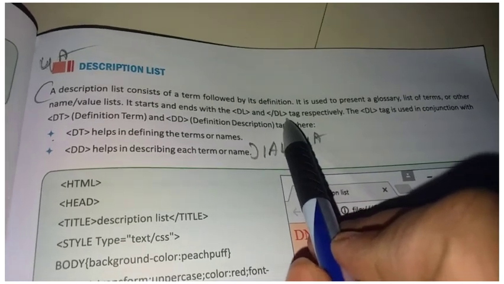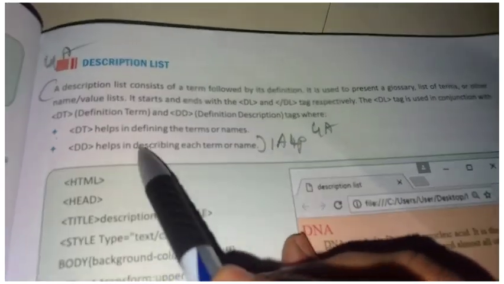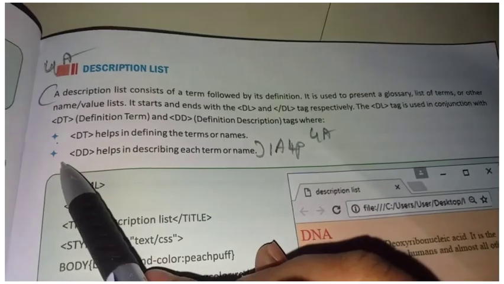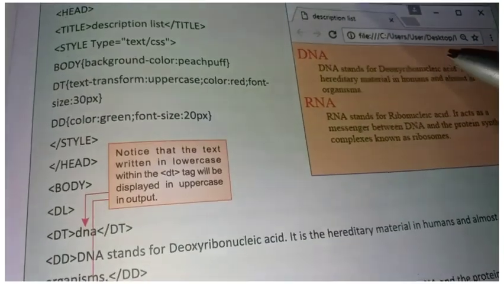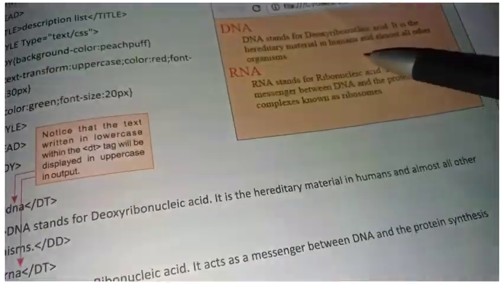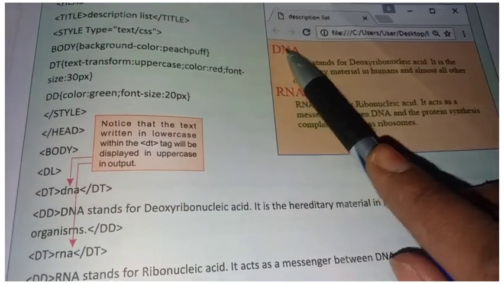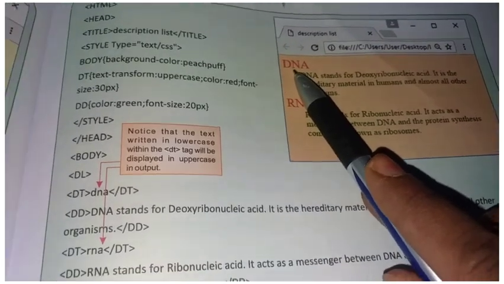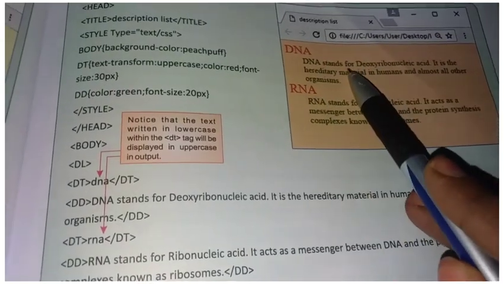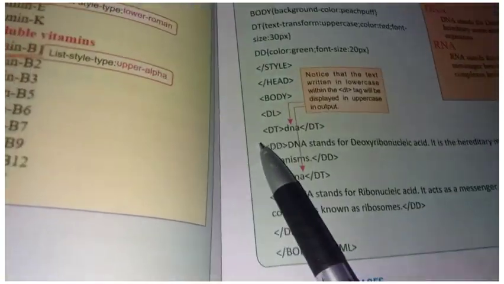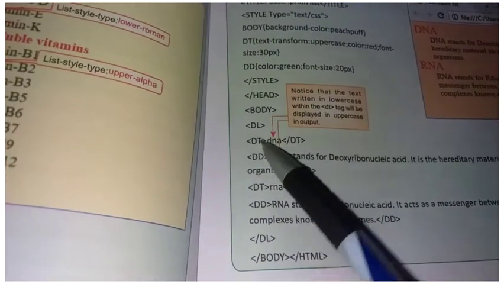The definition list is a combination of the terms DT and DD. DT means we describe the terms or names. DD means describing each term or name. For example, if you see this output, these are two paragraphs. It came in the description list manner. This is a starting heading and this is the starting heading. A heading will be termed as a DT and the description we have to term as a DD. The rest is the same as in the previous programs.